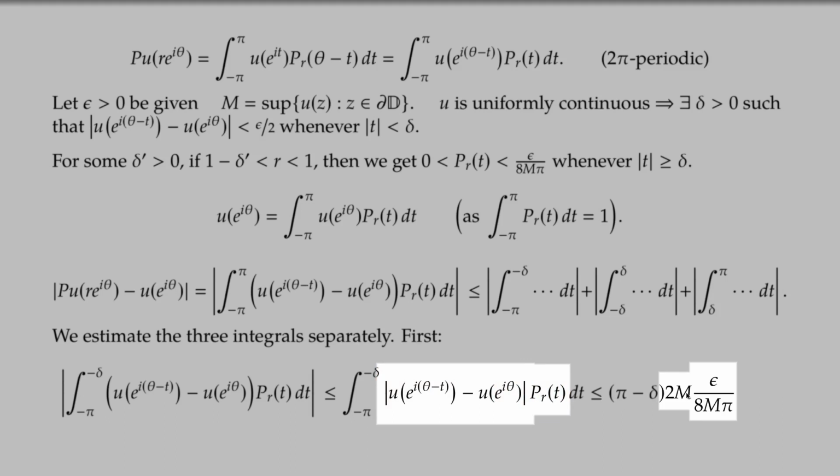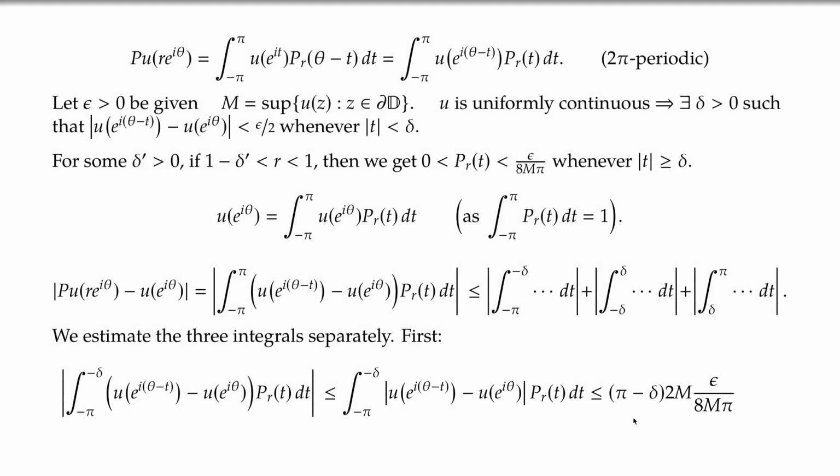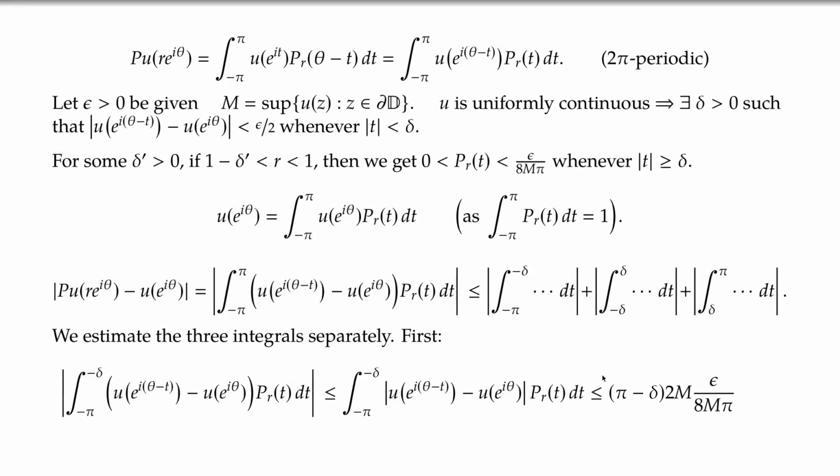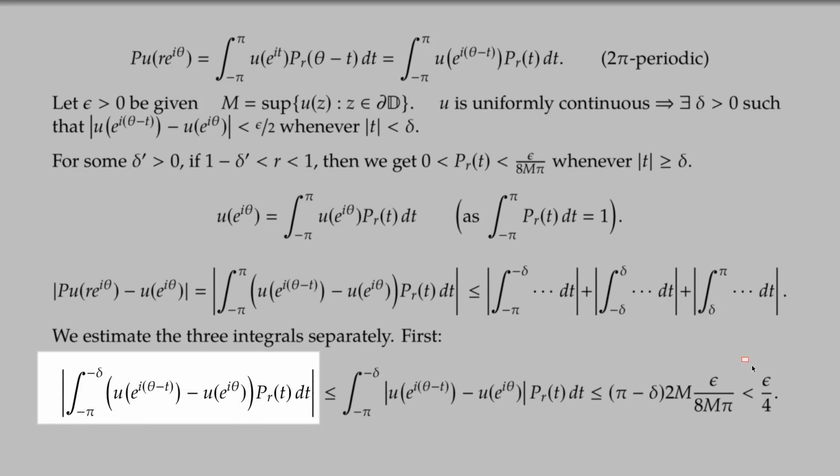That's possibly a large number, but we don't really care because we can make this p sub r arbitrarily small uniformly on this interval over here, right? And then, well, this is just the length of this interval, but that will cancel out this pi. I mean, delta is something small. We might as well just estimate this by pi, right? And then we just get, what do we get? Epsilon over 4, right? So this first integral is bounded by epsilon over 4. Actually, even strictly, but that's not important.